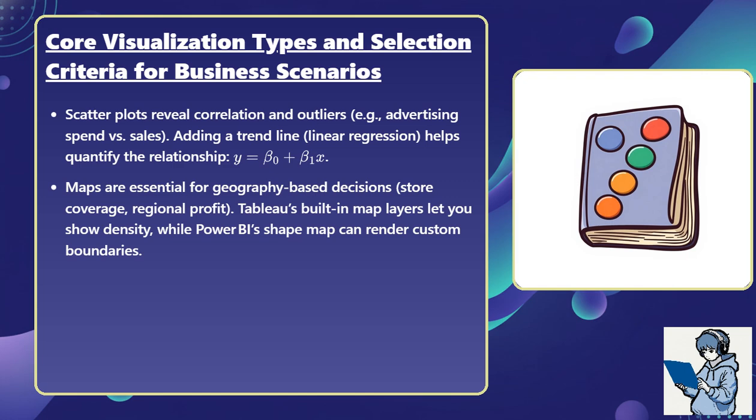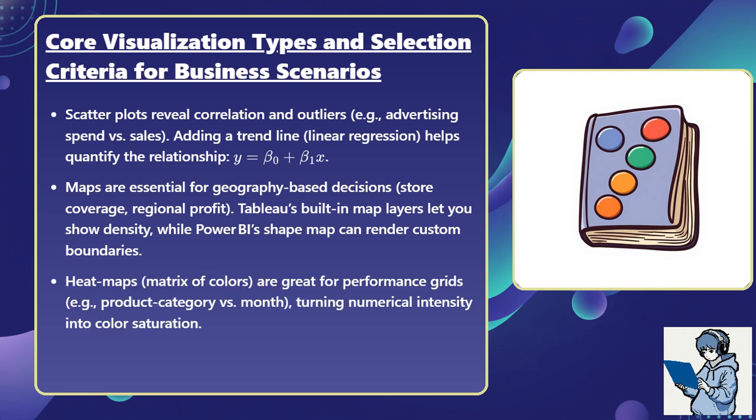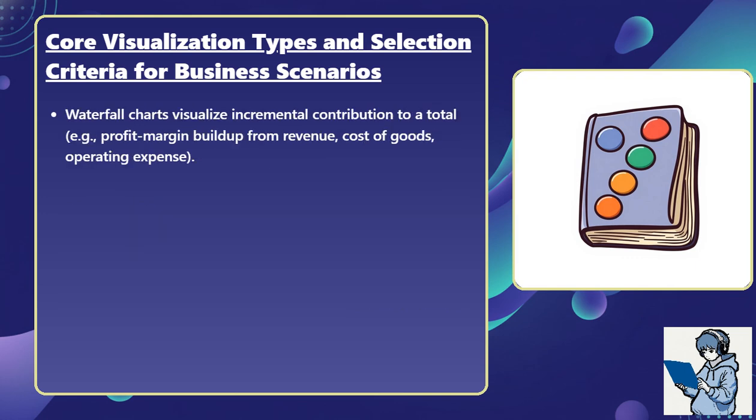Maps are essential for geography-based decisions, such as store coverage or regional profit. Tableau's built-in map layers let you show density, while Power BI's shape map can render custom boundaries. Heat maps, a matrix of colors, are great for performance grids, for example, product category versus month, turning numerical intensity into color saturation. Waterfall charts visualize incremental contribution to a total, for example, profit margin buildup from revenue, cost of goods, and operating expense.